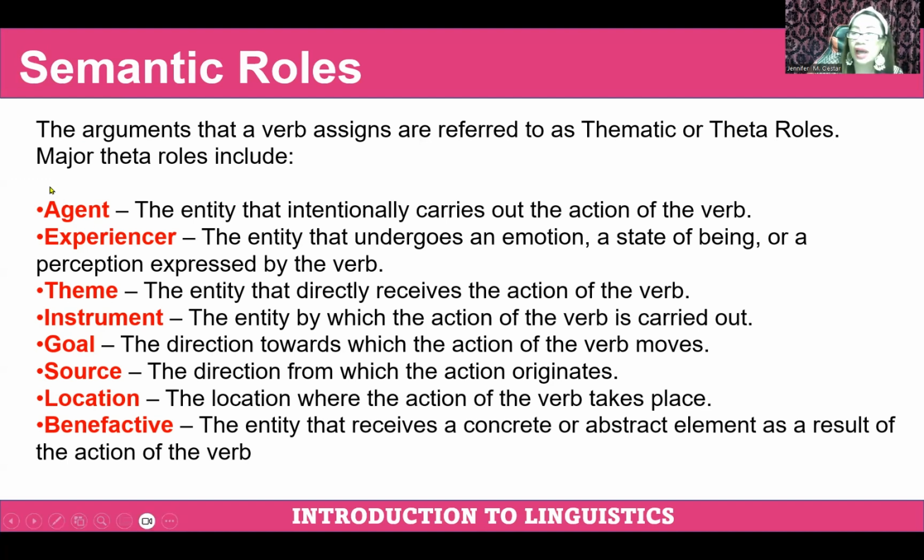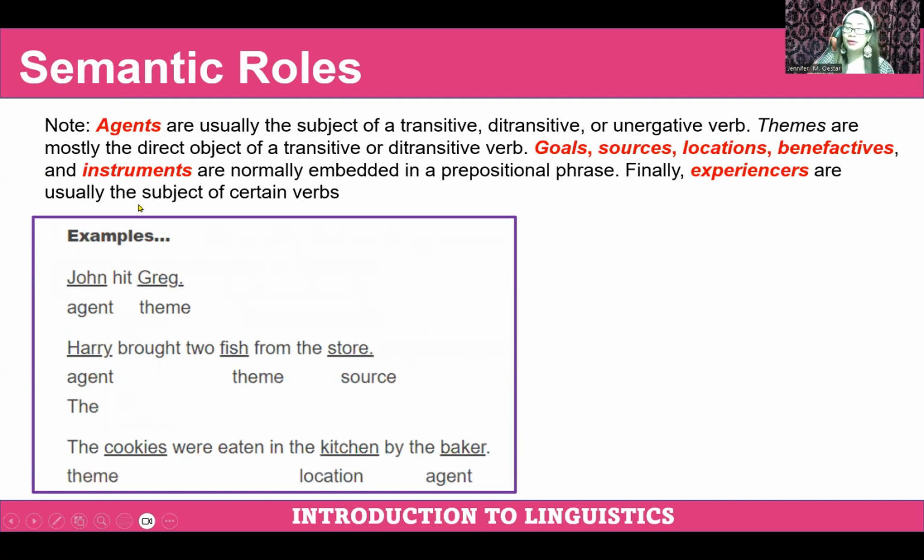So we have, I will repeat, the first one is agent, the second one is experiencer, the third is theme, the fourth is instrument, the fifth is goal, six is source, seven location, and the eighth is benefactive. Yan, meron akong ginawang sentence. Our sentence is for us to analyze the roles performed by each word.